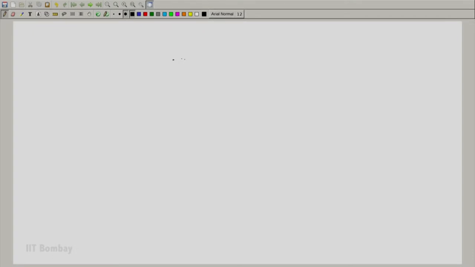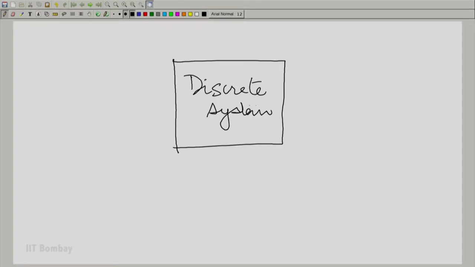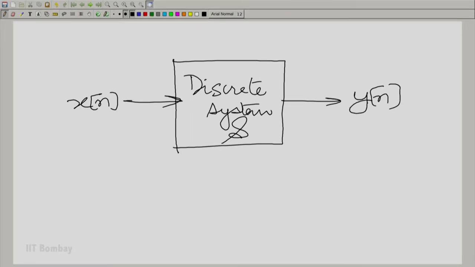So we have this discrete system back again, call it S if you like, with an input x[n]. I'm emphasizing this again and again because we need to have this notation well fixed in our understanding. Now, causality means I perform the following experiments on the system.